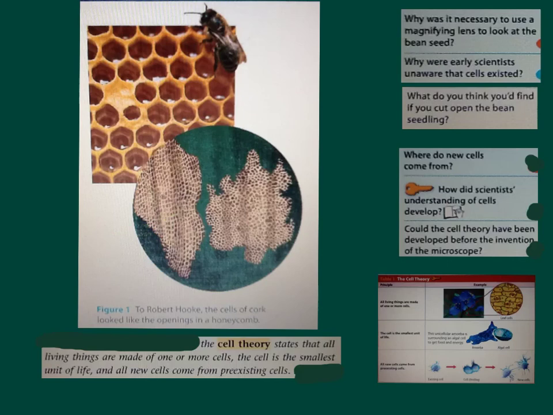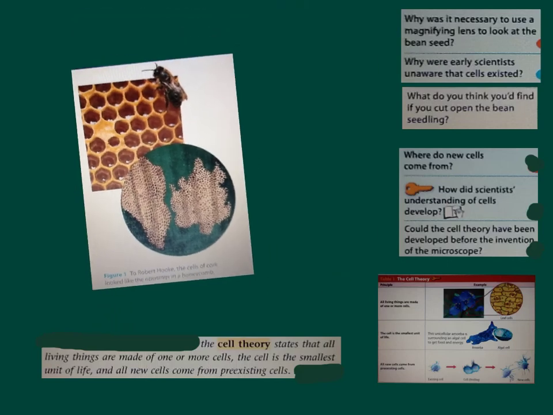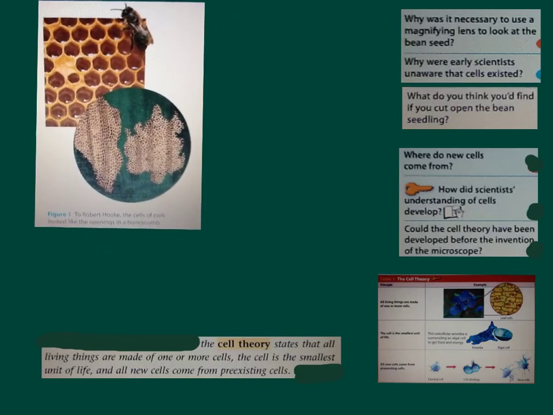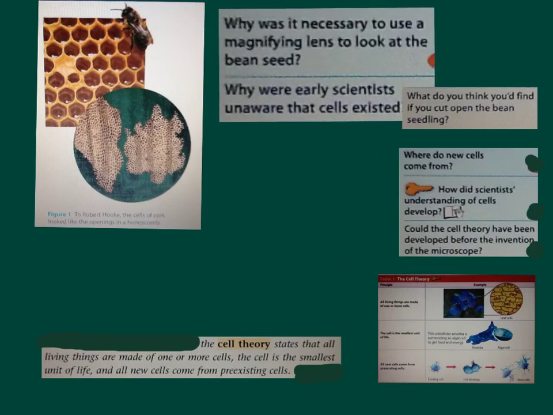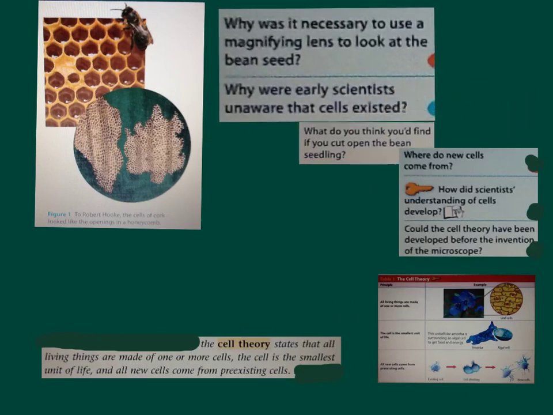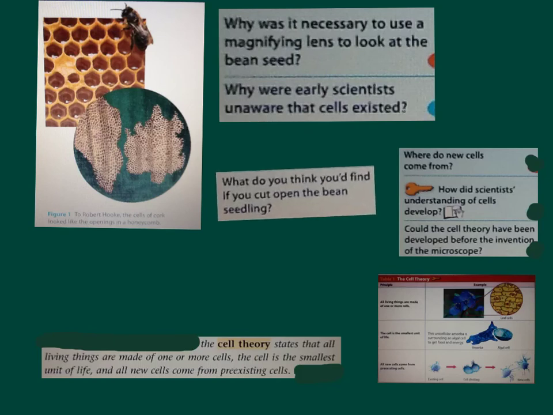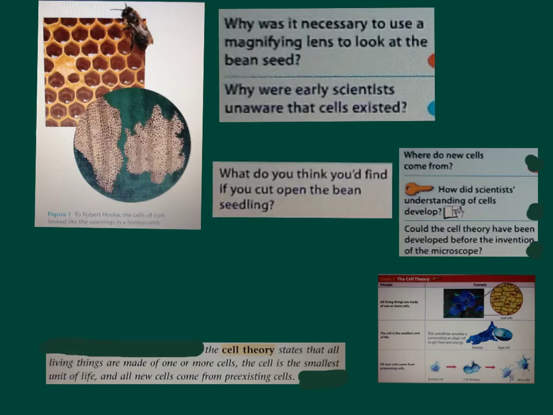Okay, now I would like for you to pause your video and I want you to write down some questions. One of the questions we will answer when we do a lab in class in reference to seeds and cells is this first question. Please write this question down. Why was it necessary to use a magnifying lens to look at the bean seed? Write that question down. We will answer that one in class.